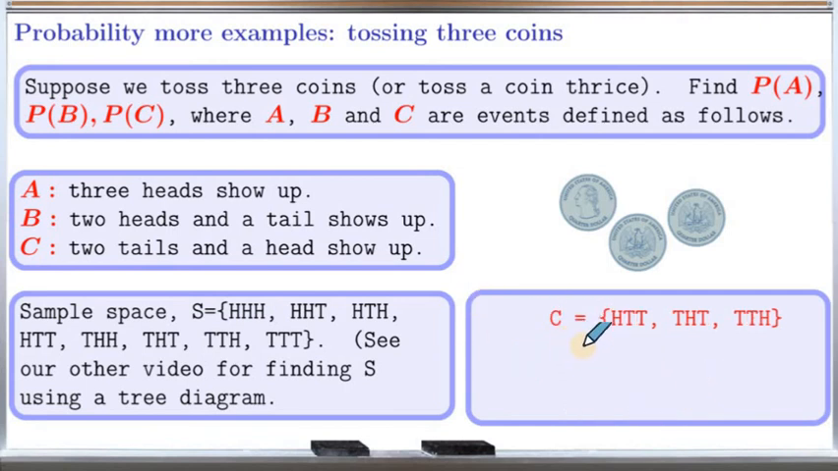Event C contains head, tail, tail, tail, head, tail, and tail, tail, head. Because event C is possibilities that 2 tails and a head show up. And we have a formula of probability of C, which is size of C over sample size. So our size of C is 3 and our sample size is 8. That's why our probability of C is 3 over 8.